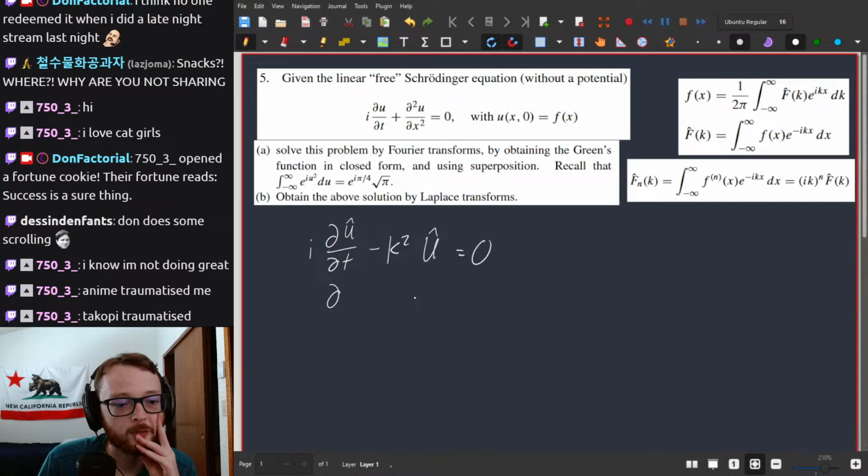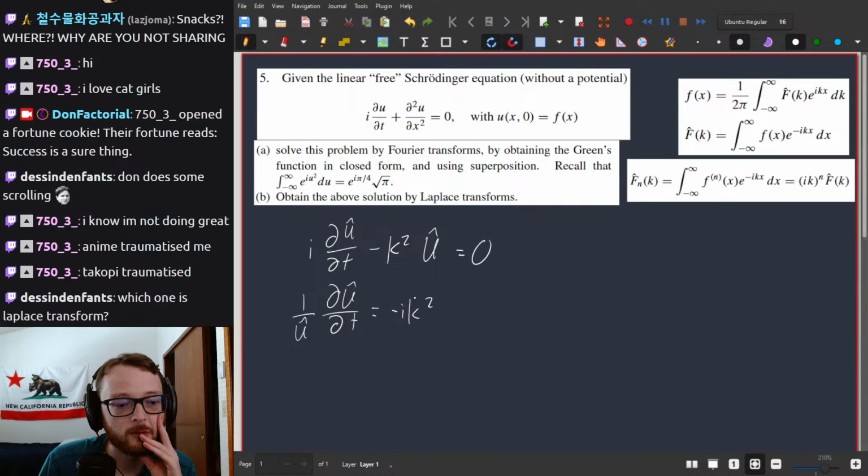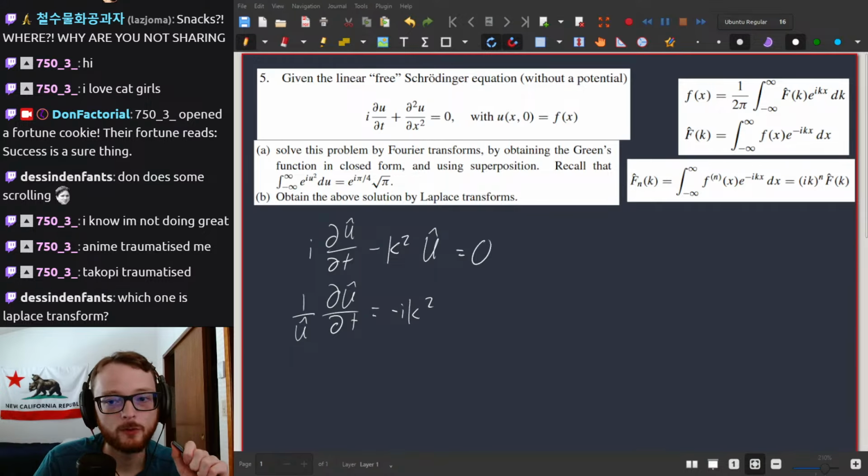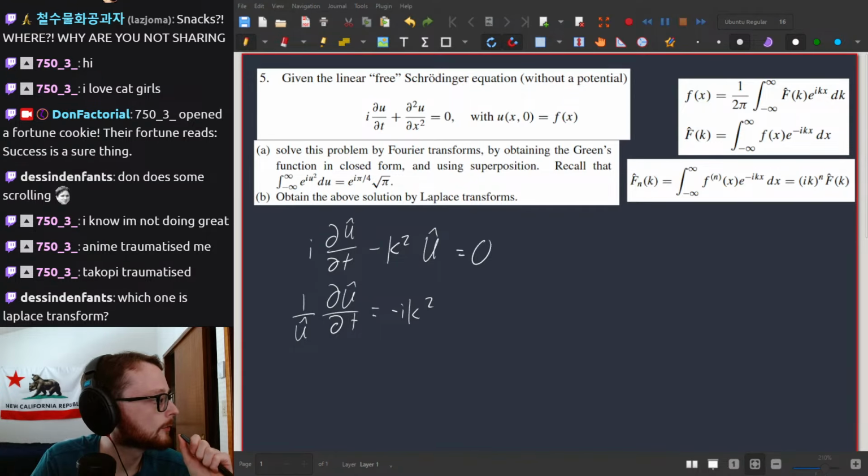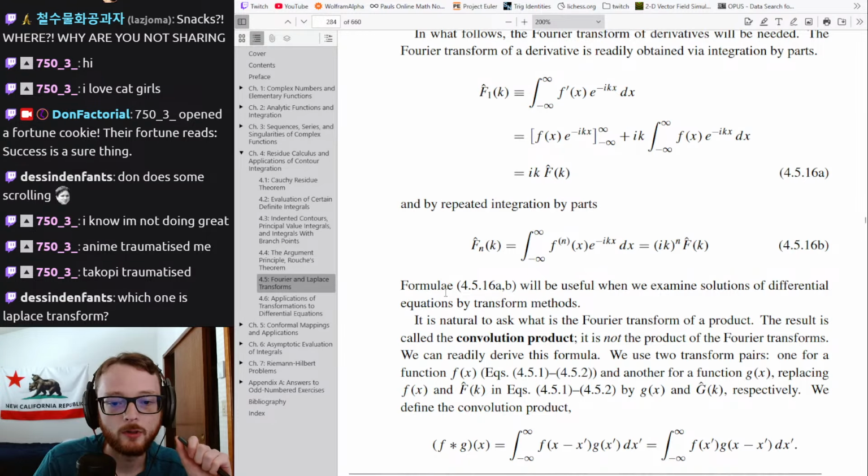Okay, and so we can rearrange this equation to look like minus ik squared. Laplace transform. What I have in the upper right here is Fourier. The Laplace transform is very similar.